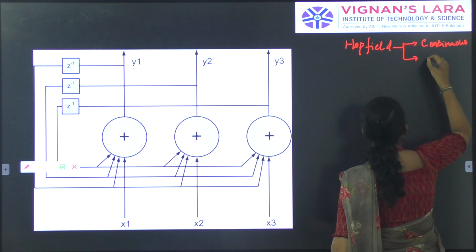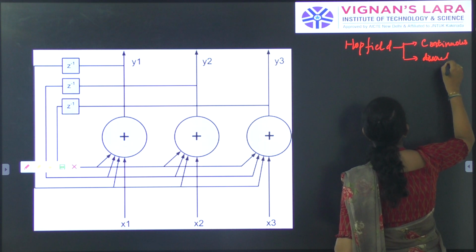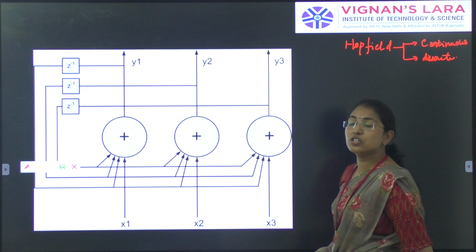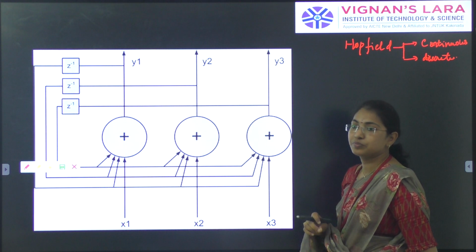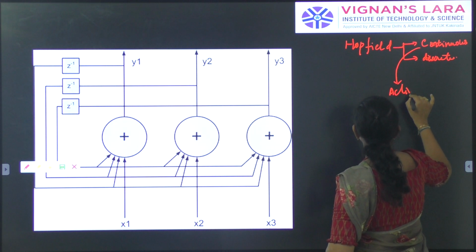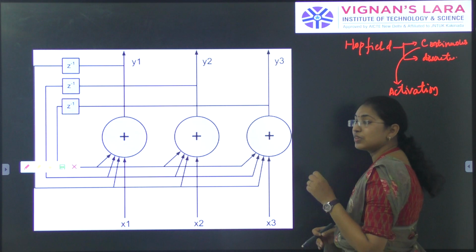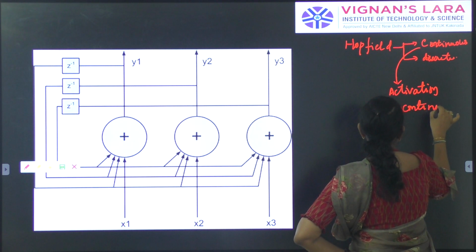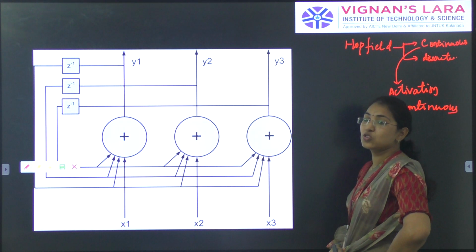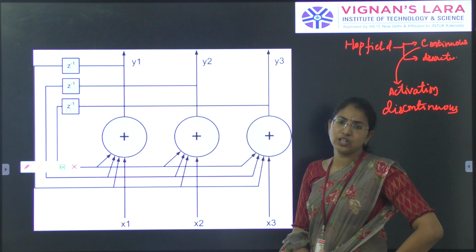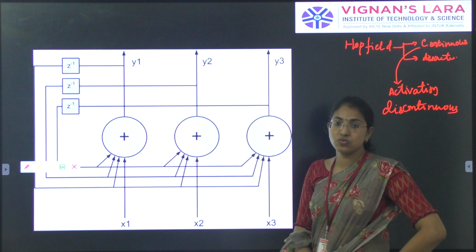Continuous Hopfield network, discrete Hopfield network. What is continuous Hopfield network? If continuous type of activation functions are used, it is called a continuous Hopfield network. If discontinuous activation functions are used, this is called a discrete Hopfield network. What is continuous Hopfield network? If continuous activation functions are used.